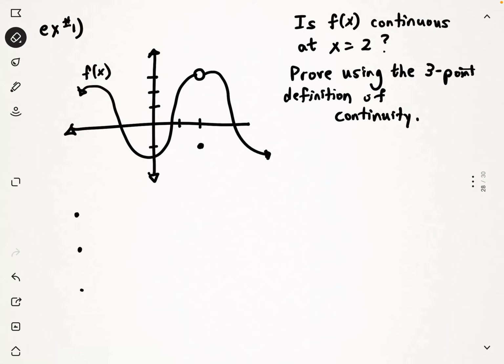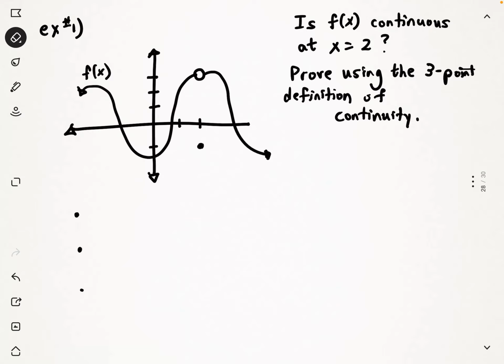There is a removable discontinuity. You can see the hole in the graph and the point is elsewhere. So you can see visually that it is definitely discontinuous. So it has failed the continuity test. But we have to actually go through a formal mathematical proof to do this.